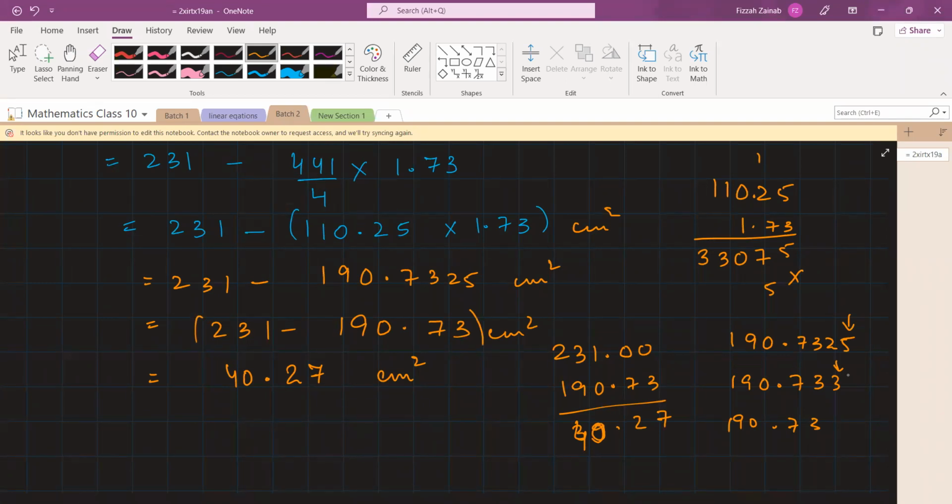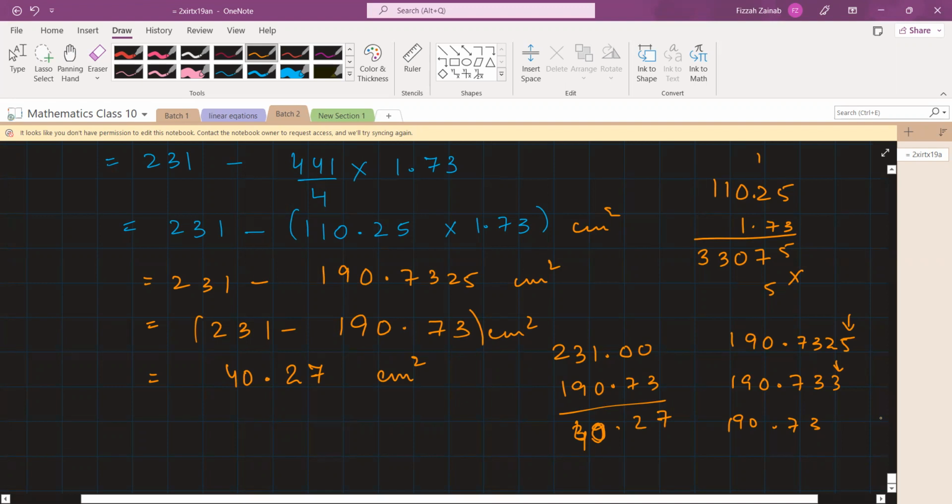So that's the answer. See, this chapter actually involves some minute calculations. So you have to be very good at your calculations. Formulas are just 2-3 formulas. The rest is all calculations you have to do accurately.